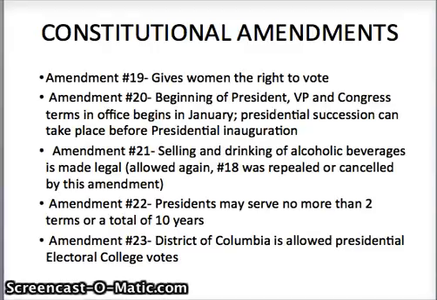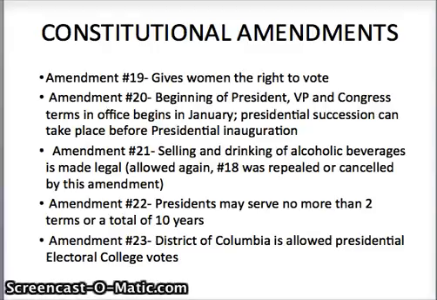21, repealed prohibition. You could drink again when you're 21, but you shouldn't because it's bad. Amendment 22, presidents may serve no more than 2 terms or 10 years. So if you serve part of somebody else's term.